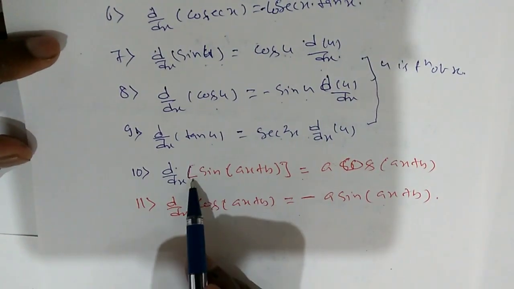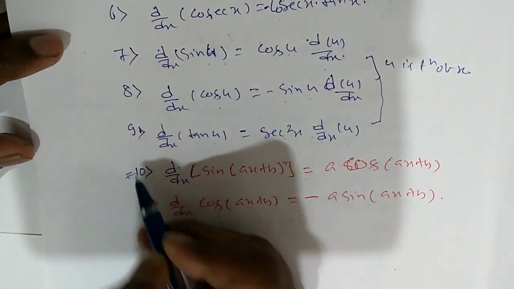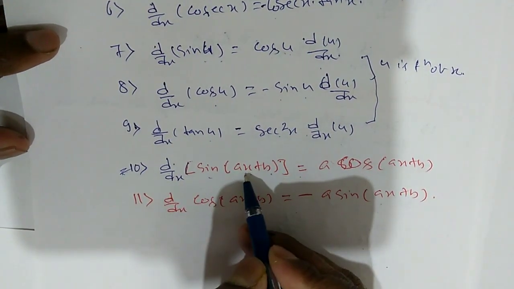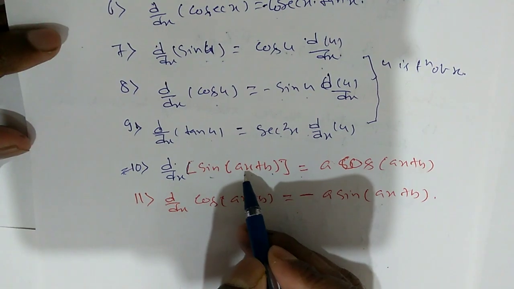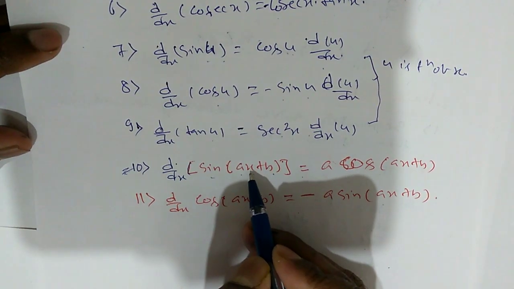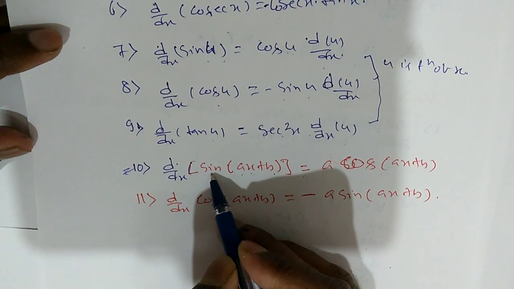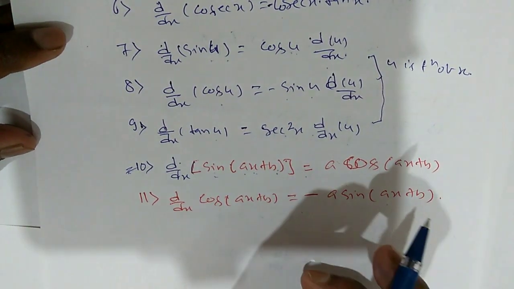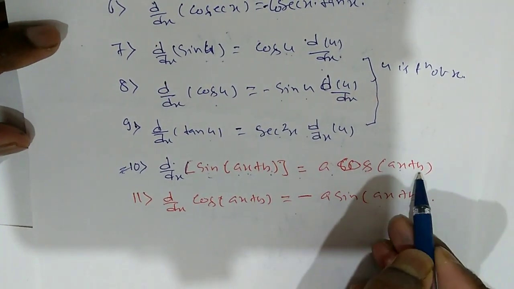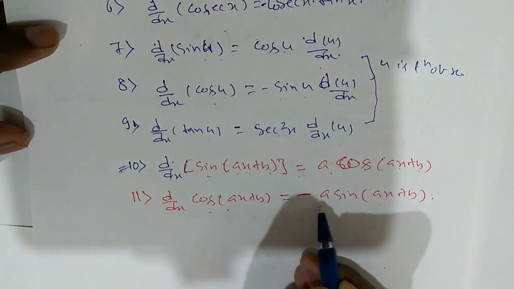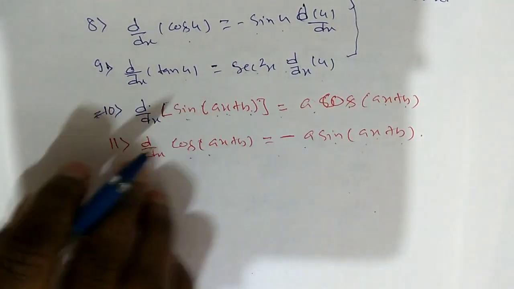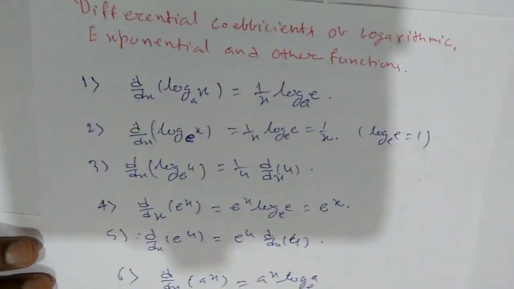And the next one, this one is very important, so always remember: sin of ax plus b. Here a is a constant term with variable x. So a is taken outside, and b is separately a constant, so its derivative is 0. So write like this: a cos of ax plus b. Similarly, in case of cos, minus a sin of ax plus b.